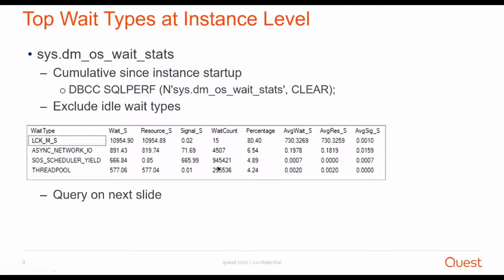Now you can see my example here. I ran it and on this one VM that I had, I spent 80% on a lock. So I had a blocking problem, quite a big one in this whole instance.